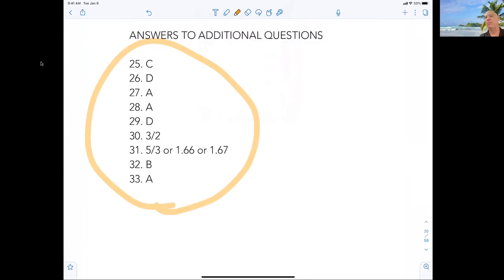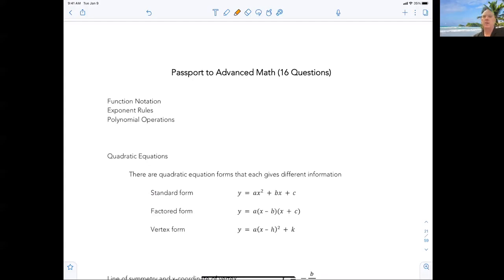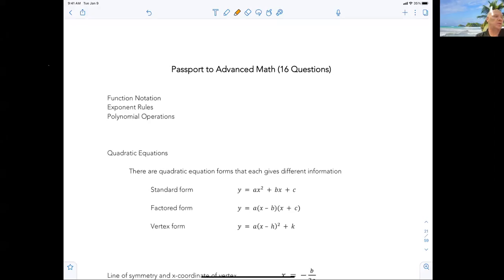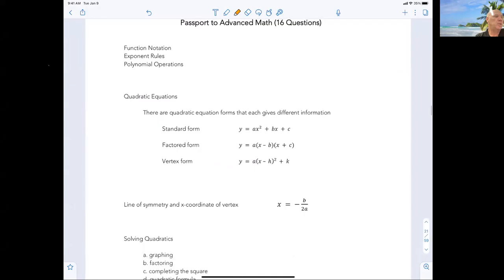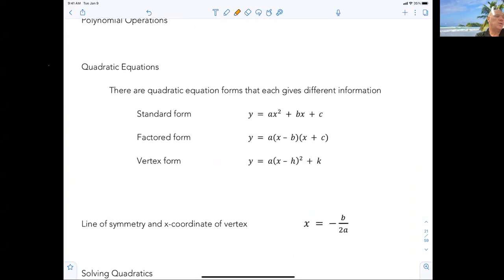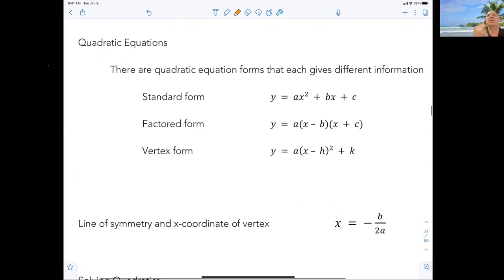Now, again, I think it's kind of important, if you don't mind, I'm going to go to my meeting here, pause. Passport to Advanced Math is the next big section. Generally there are 16 questions, and we've broken it down into these types: exponential notation, exponential rules, polynomials. I can honestly say quadratic equations are just as important as lines. So we took the time to show you the three forms that come up.